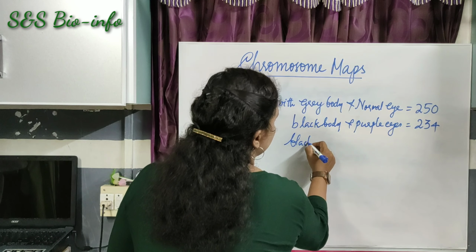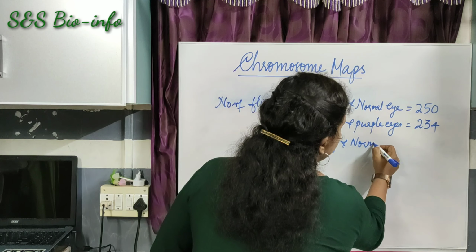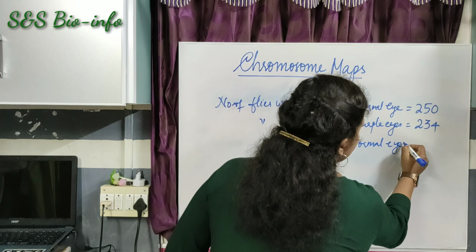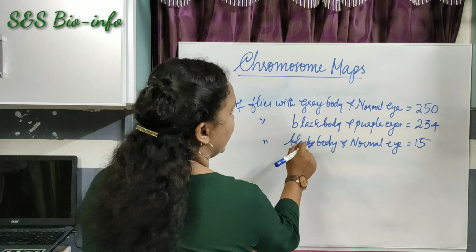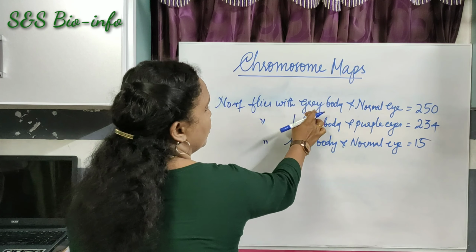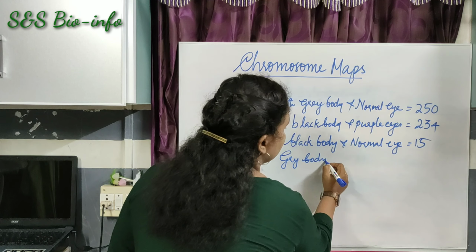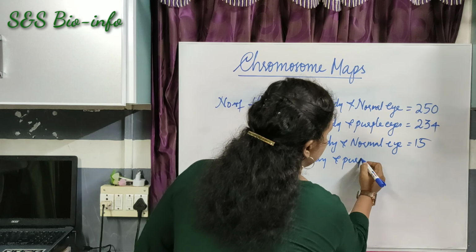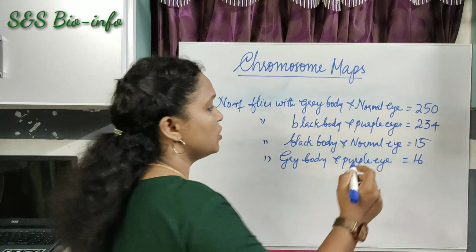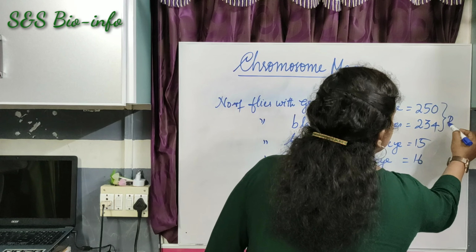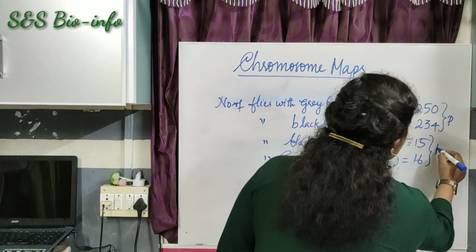And the other combination, the recombinant variety, was black body with the normal eye, 15. Then the fourth one, grey body with the purple eye, 16. Here the first two are parental type. The second and third are recombinant type.